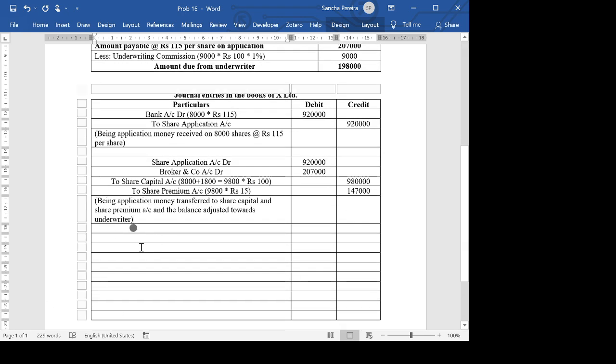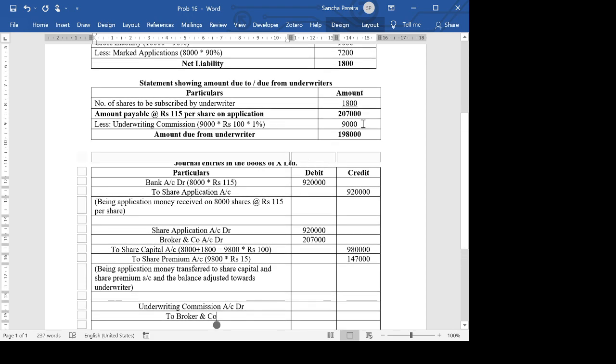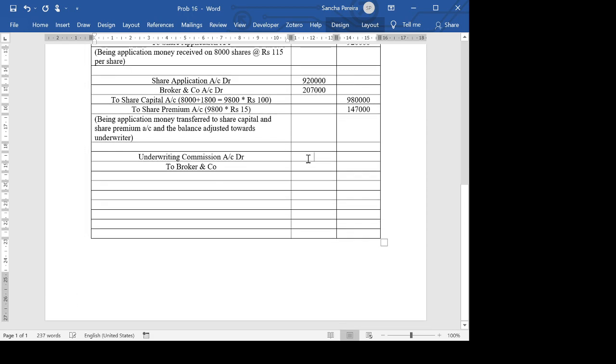And then the next one is the underwriting commission, as the usual entry. Underwriting commission account debit to broker and company. Underwriting commission payable is 9,000 rupees, being underwriting commission payable recorded.